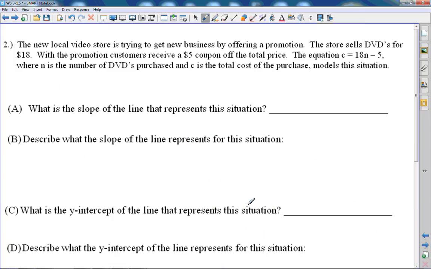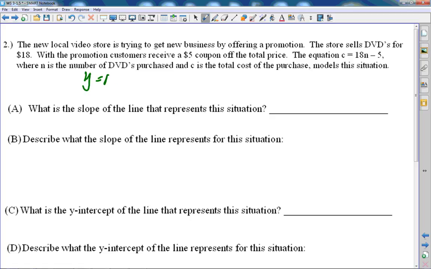Next, right here, the new local video store is trying to get new business by offering a promotion. The store is selling DVDs for $18. With the promotion, the customer receives a $5 coupon off of the total purchase. You have the equation C equals 18N minus 5, where N is the number of DVDs purchased and C is the total cost of the purchase.